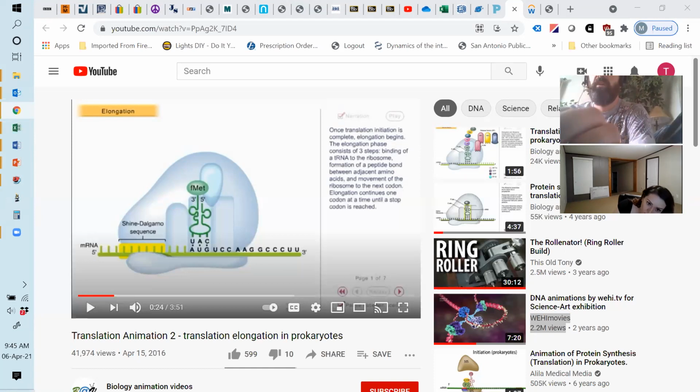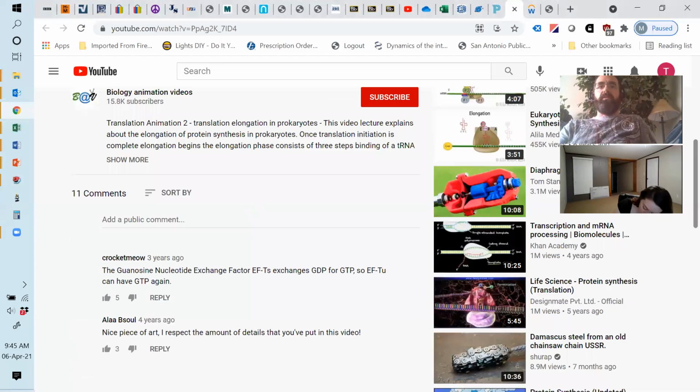And then the final step, the ribosome processes along, or moves, if you want to use a different word, the mRNA by one codon. That's essentially what elongation is. Those four different steps.